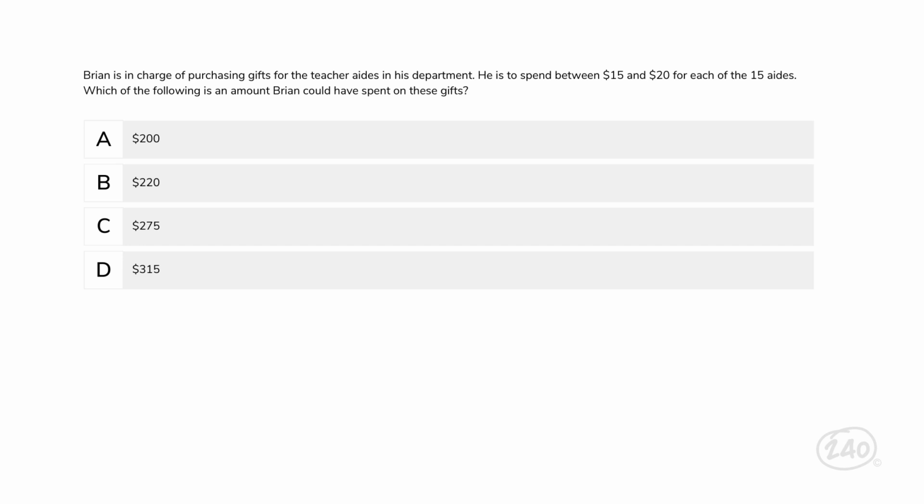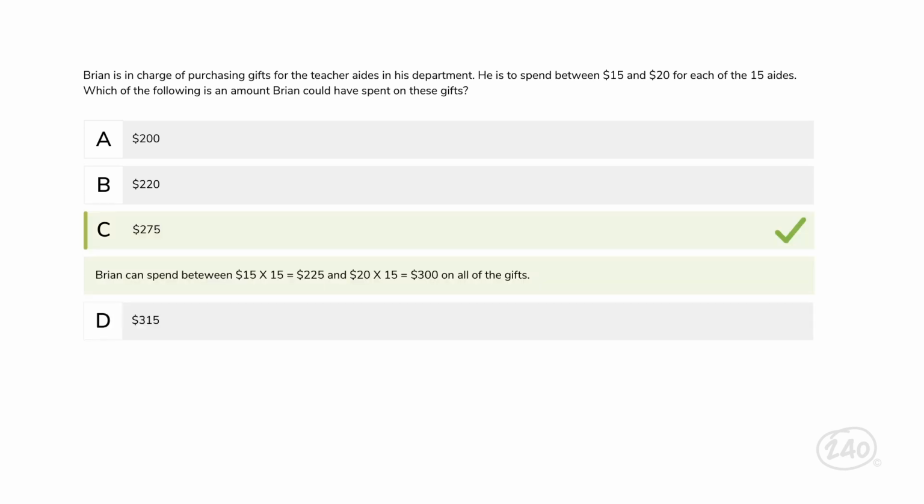Now this one is a little bit more tricky than a kid trying to buy a yacht. We're gonna have to do some math here. There are 15 teacher aides and Brian can spend between $15 and $20 on each. So 15 aides times $15 is our low end, and 15 aides times $20 is our high end. 15 times 15 gives us 225, and 15 times 20 is 300. The only answer choice between 225 and 300 is 275. So C is the only reasonable answer.